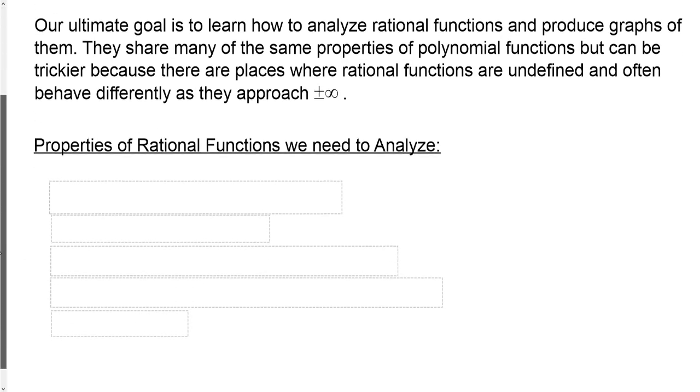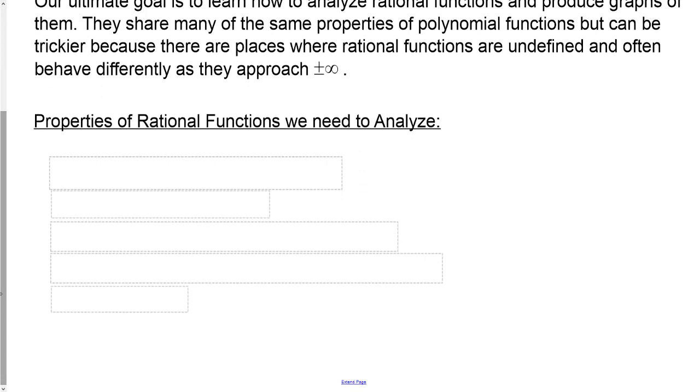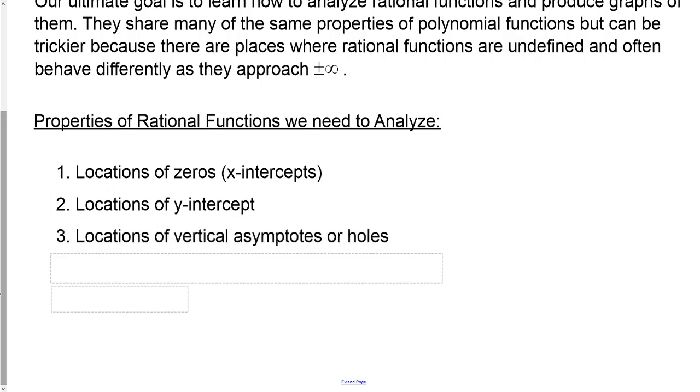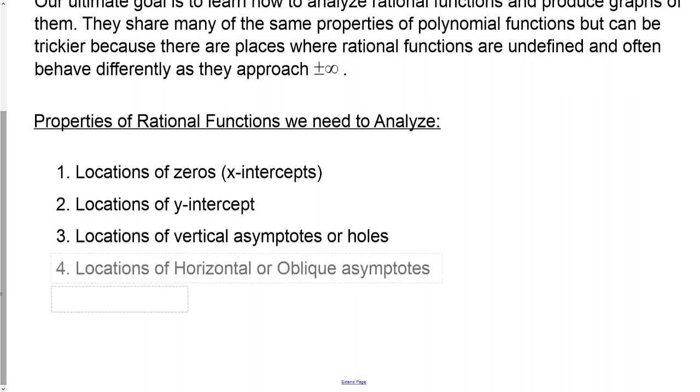So let's look at some properties of rational functions that we'll need to learn to analyze. First is the location of zeros, the same thing as an x-intercept, the location of the y-intercept, the locations of vertical asymptotes or holes, and we'll discuss what asymptotes are when we get to that point, the locations of horizontal asymptotes or oblique asymptotes, and finally, possibly using sign charts if necessary.